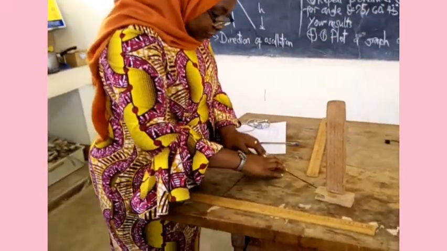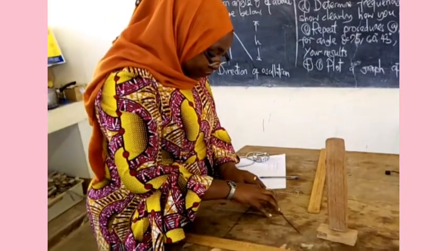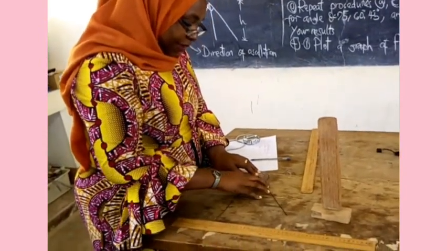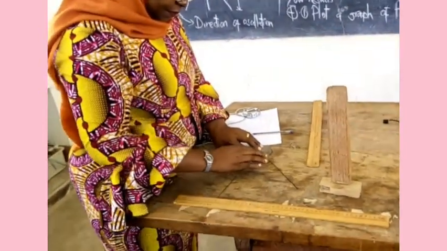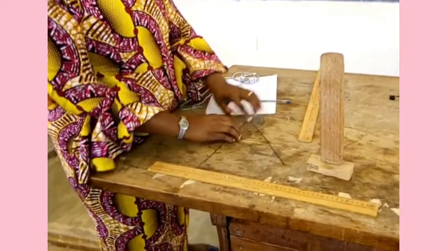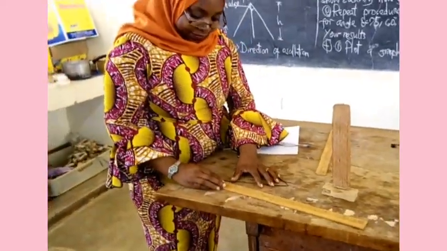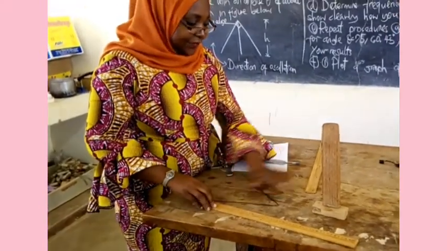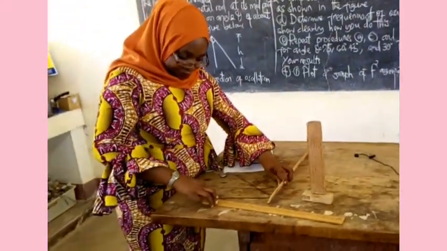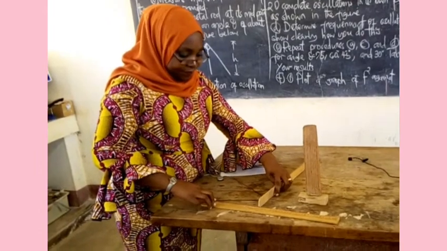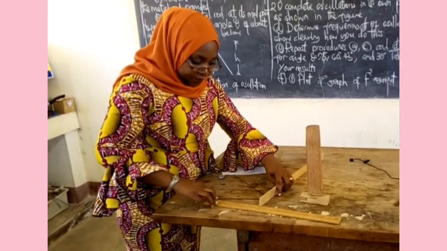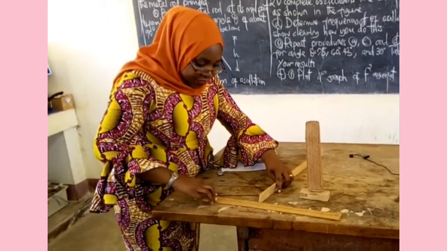Kwa wakati wote tunapima angle. Wakati wote tunapima angle, lakini tunapima na height. This is my 60 degrees. Then pima height again. 22.7.